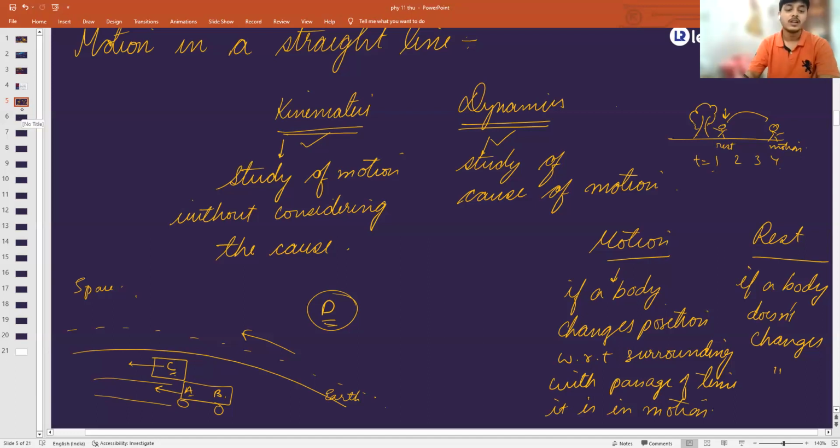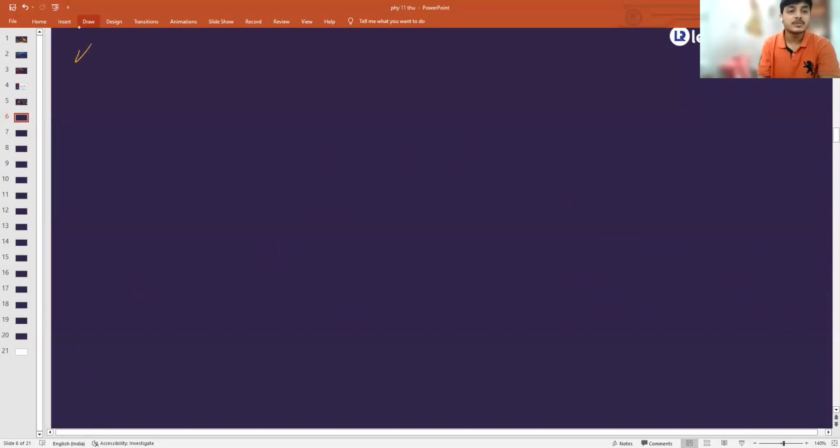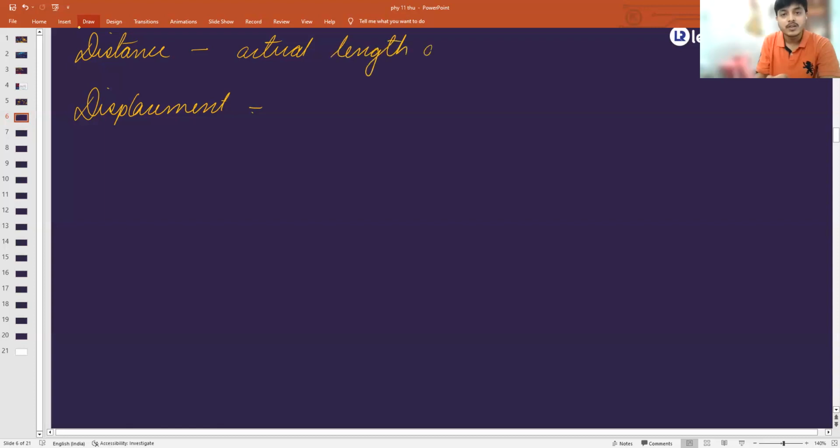All right. The next that we have to see is about distance and displacement. What is distance and what is displacement? Okay. Distance is the actual length of path traveled by the object or body, whatever you say. Okay, this is distance.